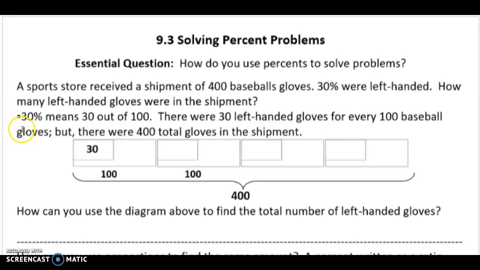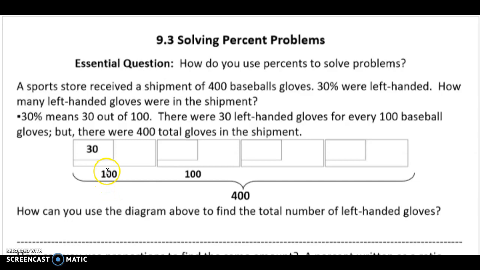So here we have 30% means 30 out of 100. That's what percent is. It's out of 100 or per 100. There were 30 left-handed gloves for every 100 baseball gloves. That's what 30% is. But there weren't just 100 gloves. There were a total of 400 gloves in the shipment. So how do we find the percent or the number of gloves that were left-handed?